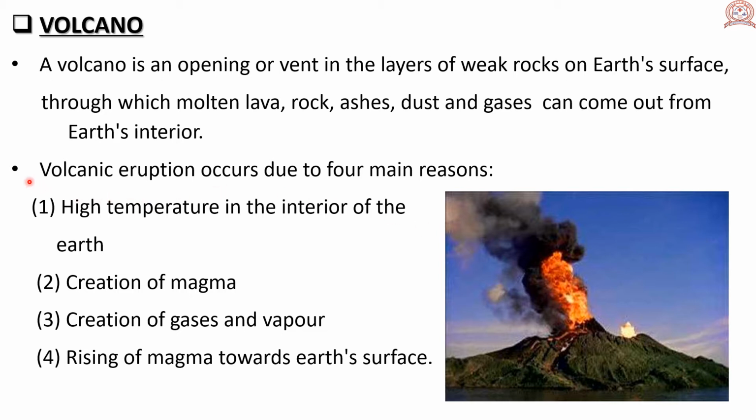Volcanic eruptions occur due to four main reasons. First one, high temperature in the interior of the Earth. Second, creation of magma. Third one, creation of gases and vapor. Fourth one, rising of magma towards Earth's surface.